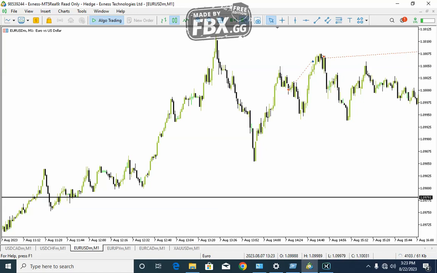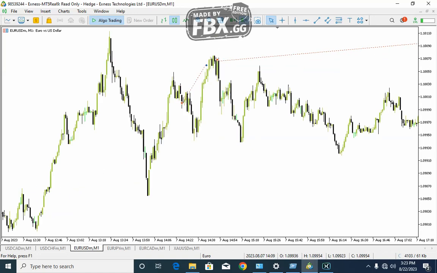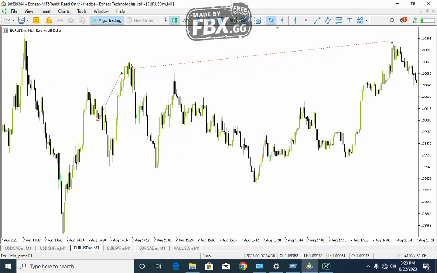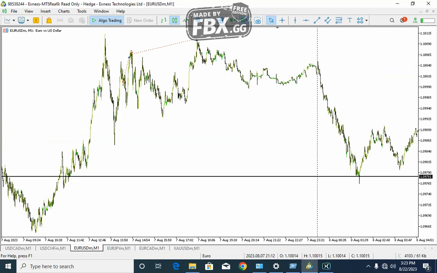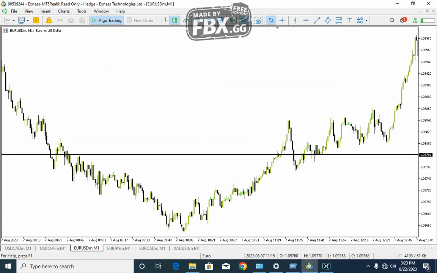You can see, look at all these areas here, they are reactions. The market broke straight to the downside, you buy from here and look at what it starts making. It's as simple as that. You understand? It's as simple as that.